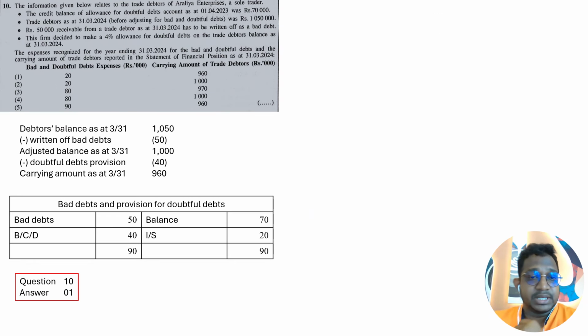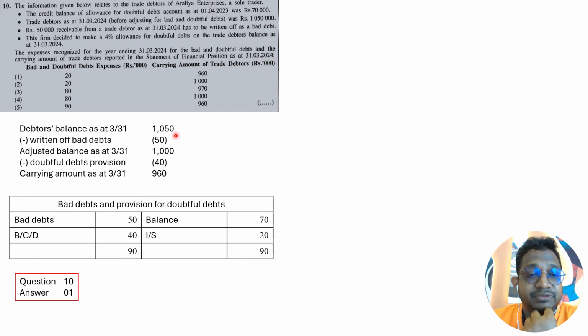In the 10th one, they are saying the information given below relates to the trade debtors of Farley Enterprises, the sole trader. The credit balance of allowance for doubtful debts as at the opening date is 70,000. Trade debtors as at the closing date before adjusting bad and doubtful debts was 1,050. So your closing balance of the debtors before adjusting bad debts and doubtful debts is 1,050.